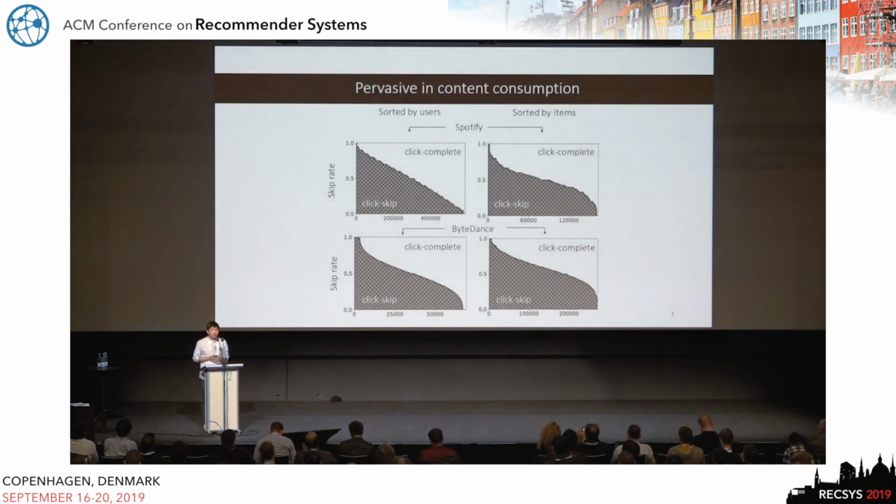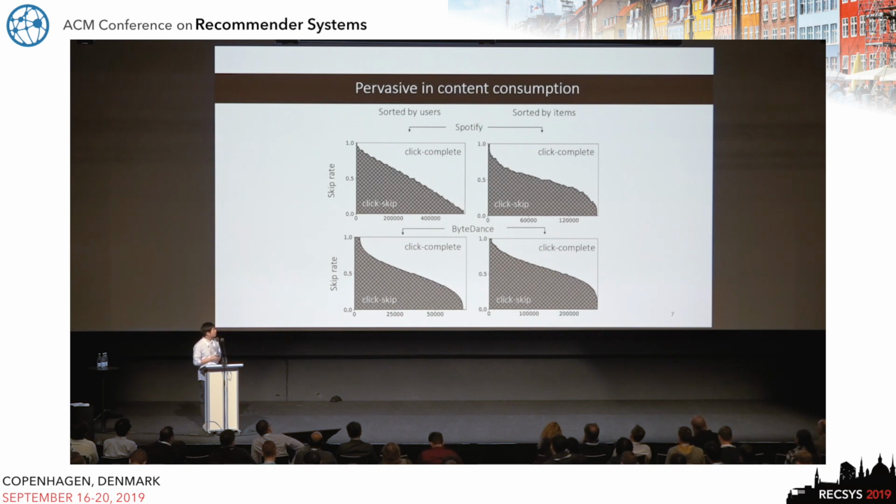So what did we find from the datasets? First, we find that skip behavior is very prevalent across these two content domains. As we show here, the shaded area corresponds to the percentage of user skips after they click certain items. We found that on both datasets, more than 50% of the clicks are followed by skips, which shows that users are not necessarily satisfied with the content.